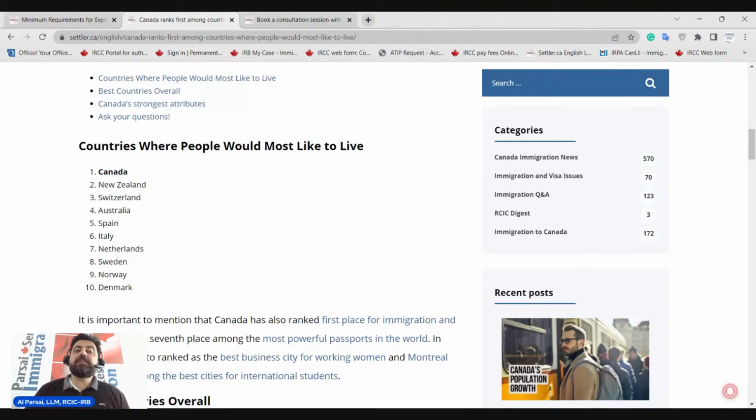It means that there is a huge competition for immigration to Canada. The number of people who want to immigrate to Canada exceeds the number of people that Canada accepts as immigrants. And because of that, immigration to Canada is probably the most difficult immigration option that you can find.